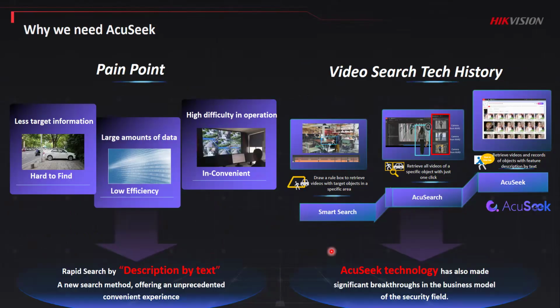We have all these new things. In the past, the pain points were that it was hard to find targets, there was a large amount of data, and it was inconvenient for our operators to find anything. It was painful. Now with the new HikSeek, we can search via text. Also, some technology we had a couple of years ago was called Smart Search.